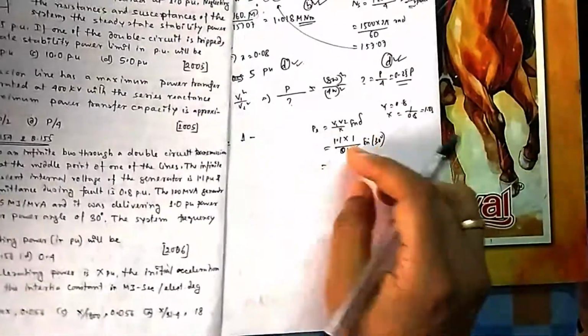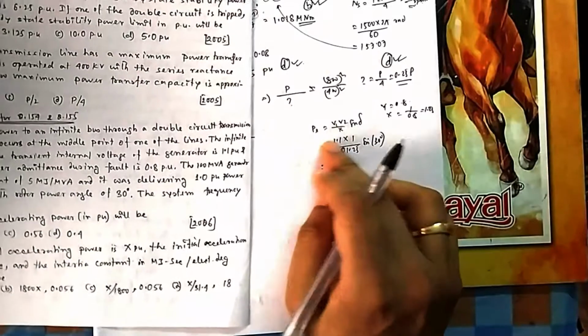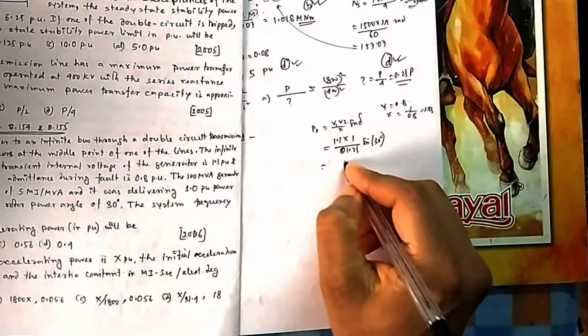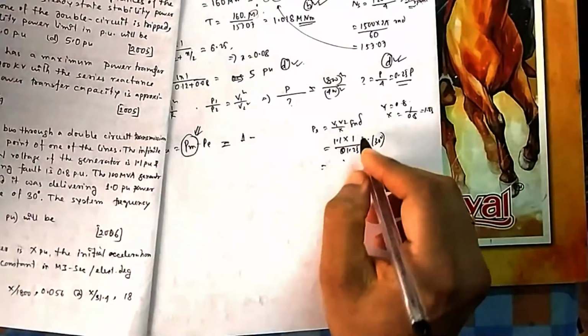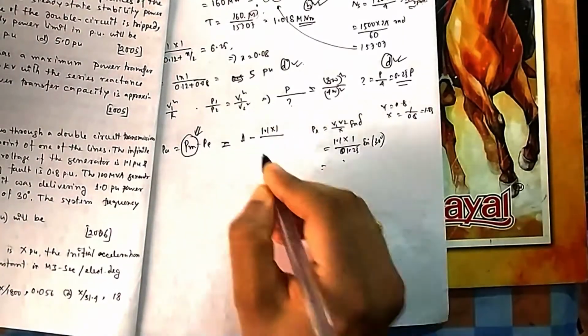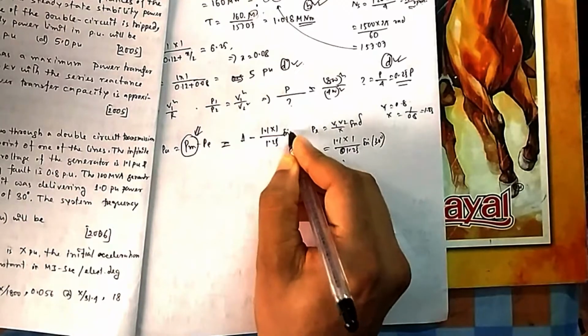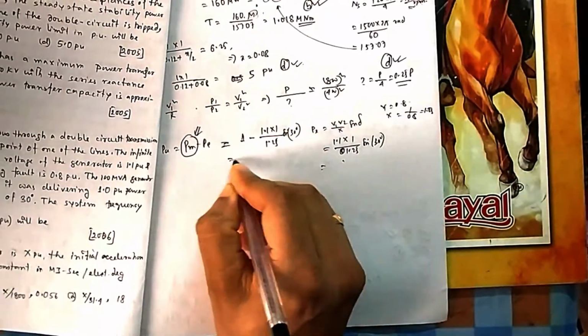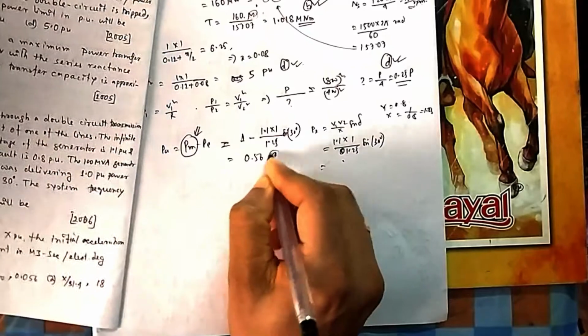So at the moment of fault, these things will occur. Your power transfer, that power you are taking out from it, will be something of this fashion. So what will be the accelerating power? This minus this, because this is your input, but you are taking this much as output at that instant, sine 30 degree. So if you do it, you will get 0.56. That is your option C.